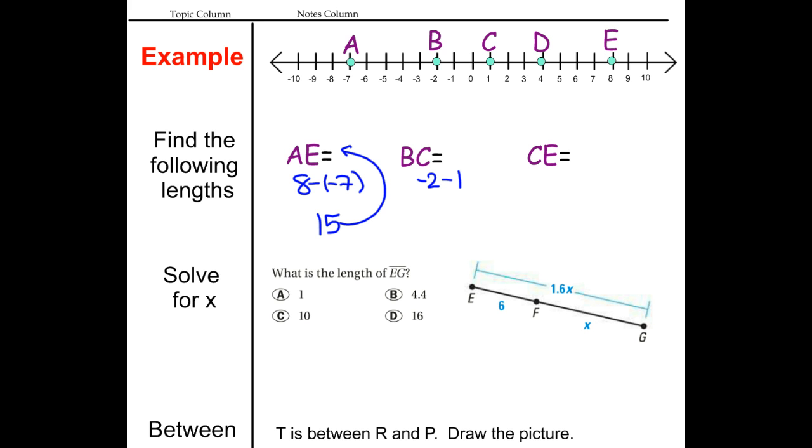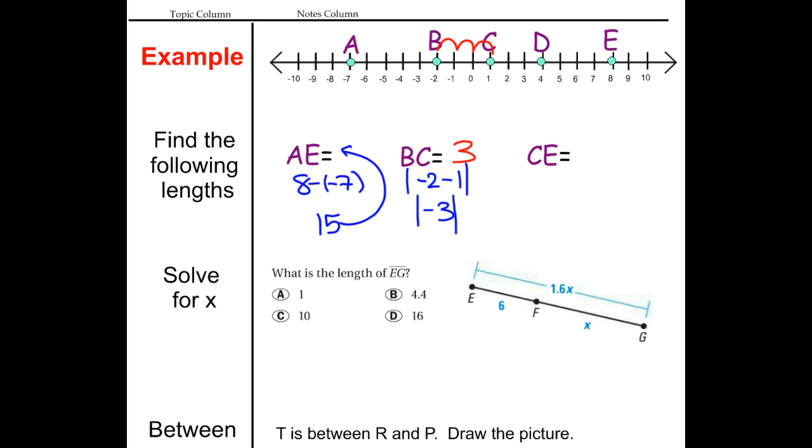BC, well, B starts at negative 2, minus 1. That's going to equal negative 3, right? Well, remember, we can't do negative numbers, so this is really the absolute value of that piece. So really, our BC is going to equal 3. And again, if you really wanted to, you could just go up here and count 1, 2, 3.